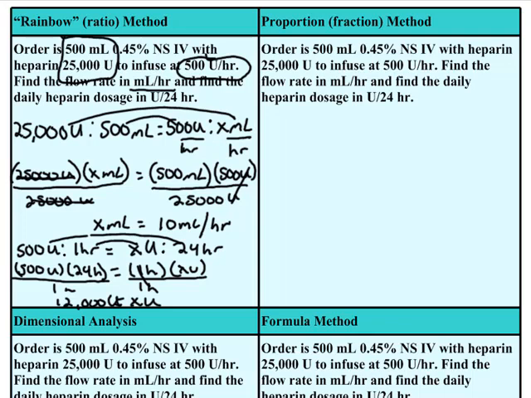Let's do these same problems with a proportion method. Again, they're asking me to find the flow rate in milliliters per hour. They give me information that tells me how many units are per hour. They want to know the milliliters per hour. Because the time doesn't change, we can almost ignore the time here and just focus on converting the 500 units to an unknown number of milliliters.